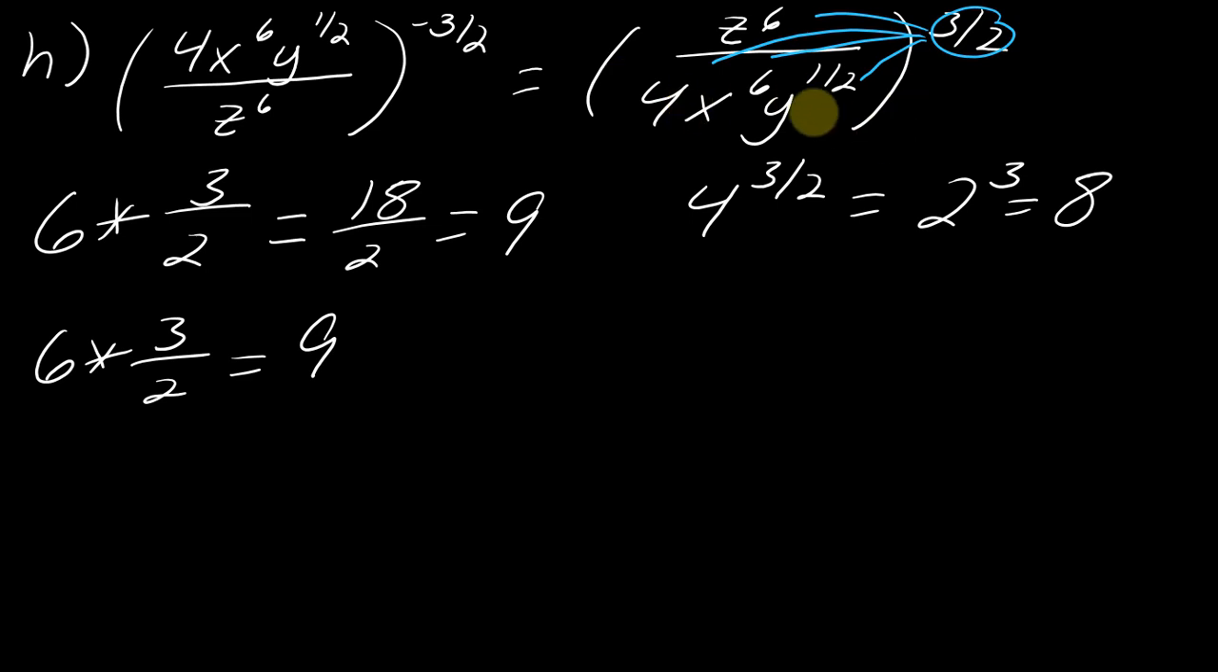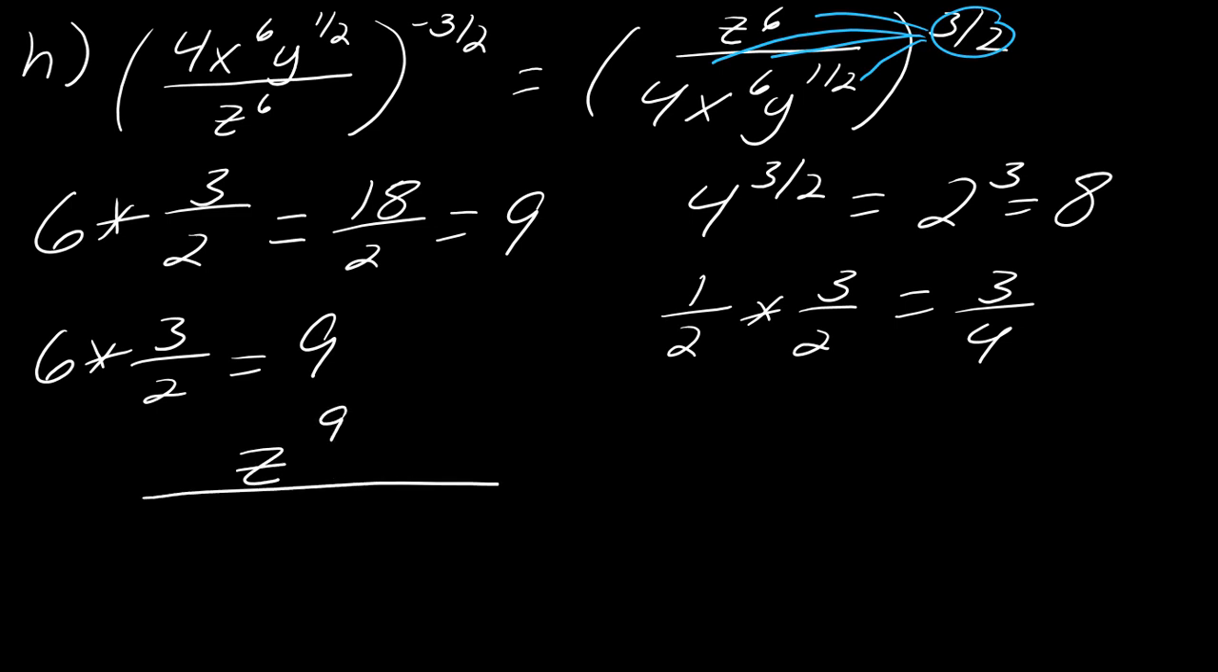And then I've got this y to the 1/2. 1/2 times 3/2 is what I need to do last. So this will be 1/2 times 3/2, which equals 3 over 4. Okay, so in the end, my answer will be z to the 9th over 8 x to the 9th y to the 3/4. So that's taking all the pieces that I just worked through.